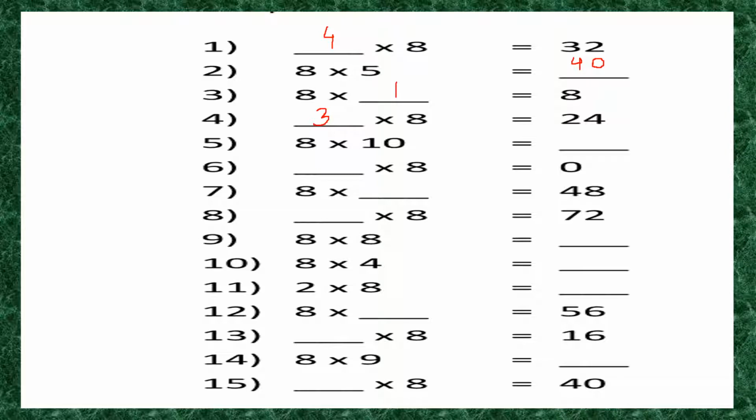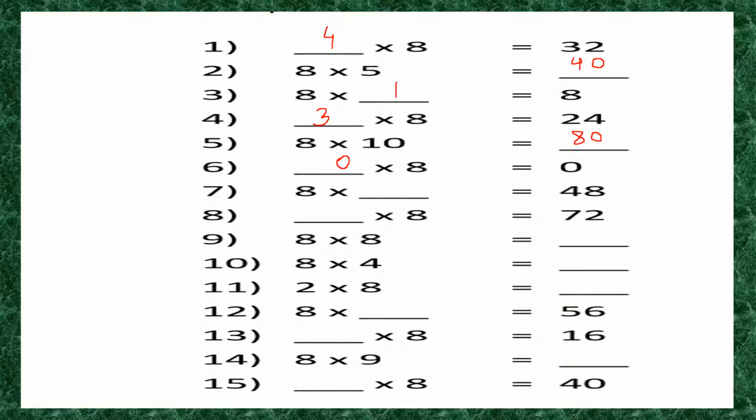Now fifth question, children, 8 multiplied by 10. It is equal to 80. 8 tens are 80. Now what number multiplied by 8 will give you 0? Yes, the answer is 0. Whatever number you multiply with 0, the product will be 0 only.